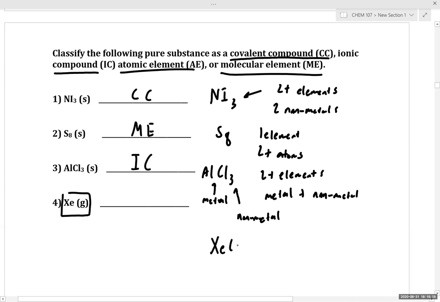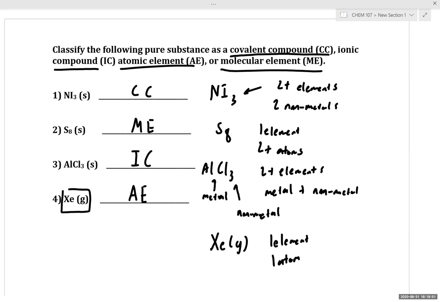Xenon. So we have one element in our formula and we have one atom. So we'd classify xenon as an atomic element. Does this example make sense to everyone so far? Perfect.